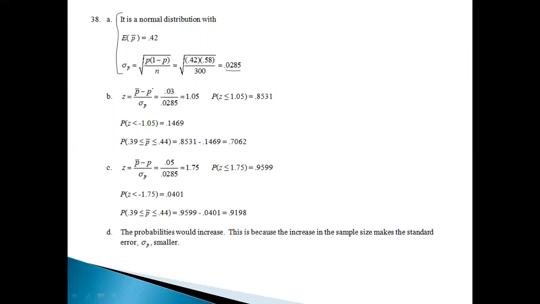Now B, what is the probability it will be within 0.03? Okay, again, we just know that the difference is going to be 0.03, so we just have to take that value, and then we're going to look at the plus of it and also the minus. So we take the 0.03 divided by our sigma p, which is 0.0285. That gives us 1.05. If we look at that on the table, that gives us 0.8531. The negative of it should give us 0.1469. We subtract those, and that gives us a probability of 0.7062.